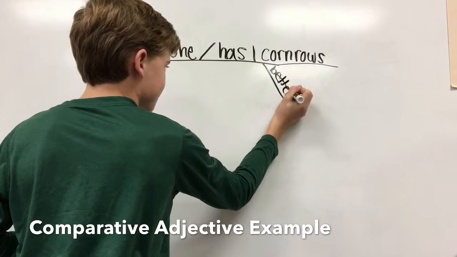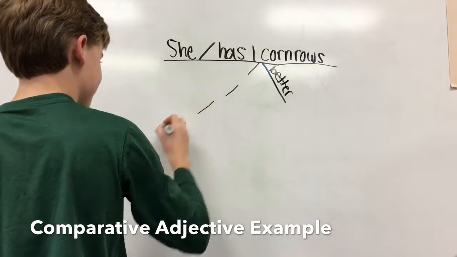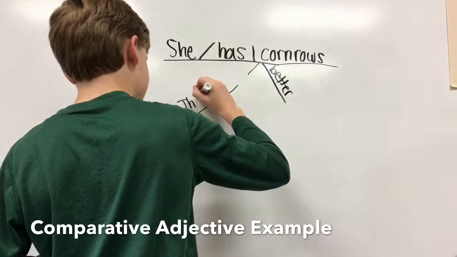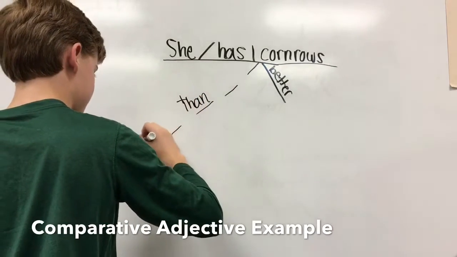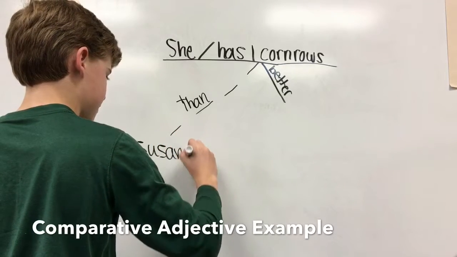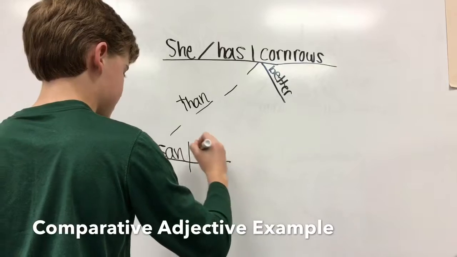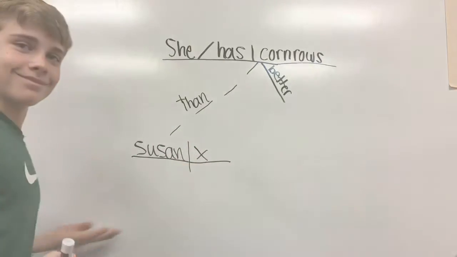Next is a dotted slanted line to the left coming out of cornrows. It connects to a second subject, Suzanne. On the line, there's a subordinating conjunction, which is... That's right! Van! Since there's no verb in the second clause, you put an X there where the verb is supposed to be, like so. This is the completed version of the comparative adjective sentence.